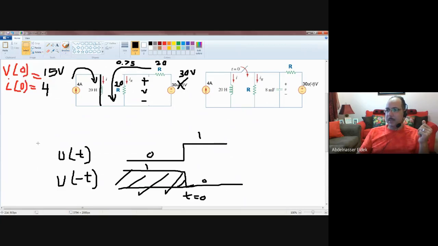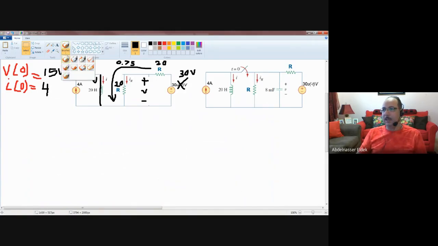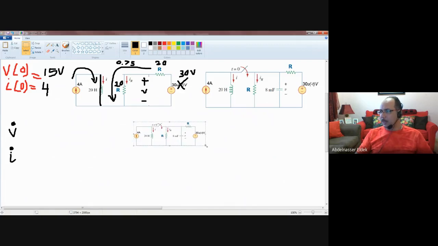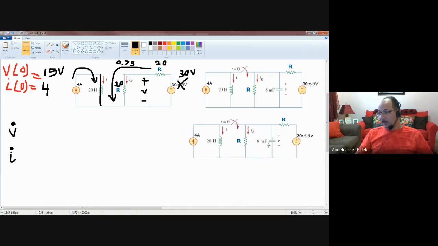Let us remove this part here, and let us see how we can calculate V dot and I dot. What's the value for V dot and I dot? We need to calculate this after you turn the switch on. So how does the circuit look after you turn on the switch? Try to imagine how the circuit looks like.